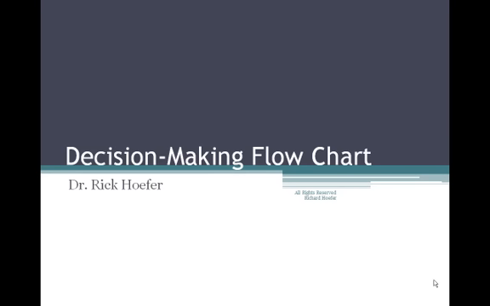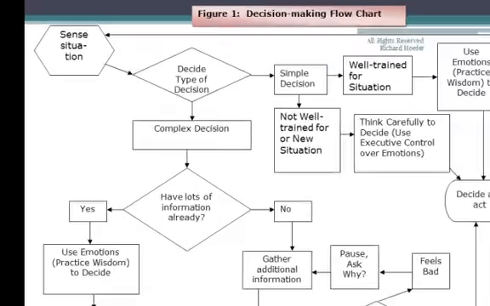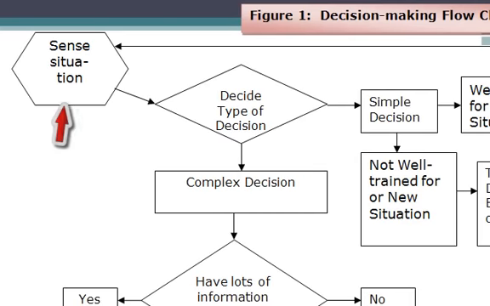This is the decision-making flowchart that I've developed to help when we're trying to decide how to make a decision. If you look up at the top, the very first thing that you have to do is to sense the situation. That is, look around, use your senses, look, touch, see, whatever it is that you need to do. But sense the situation. Then you will need to decide the type of decision that you're facing.